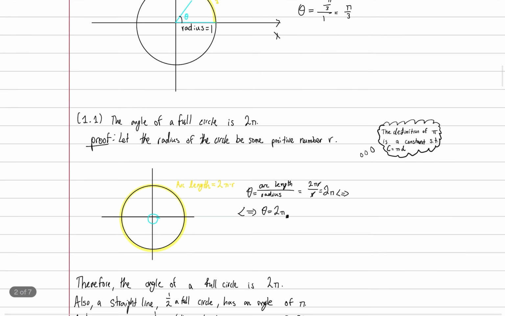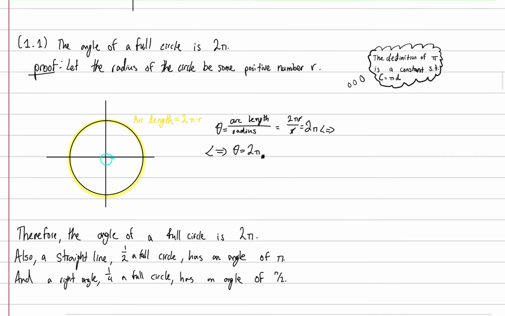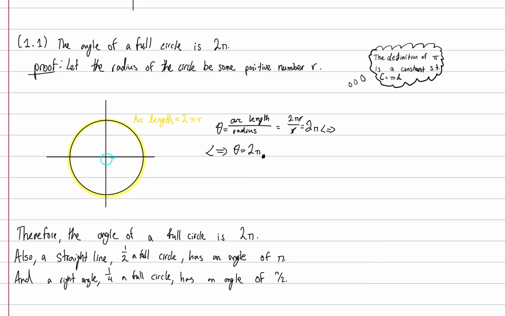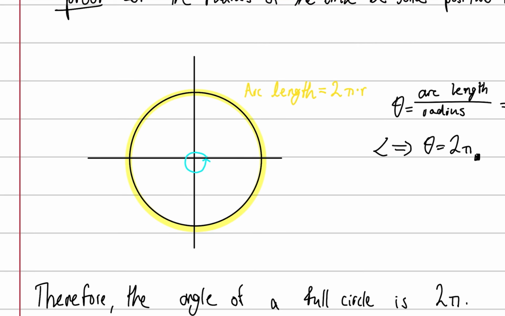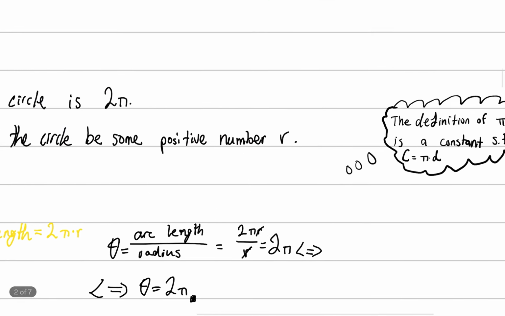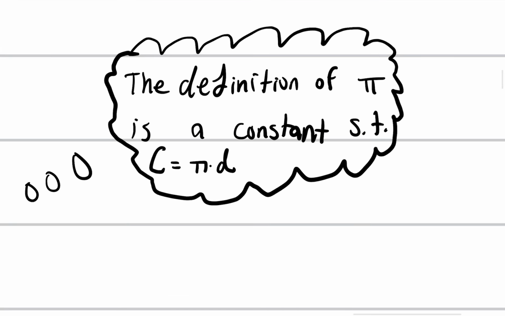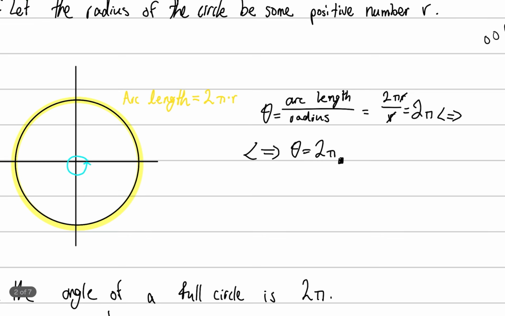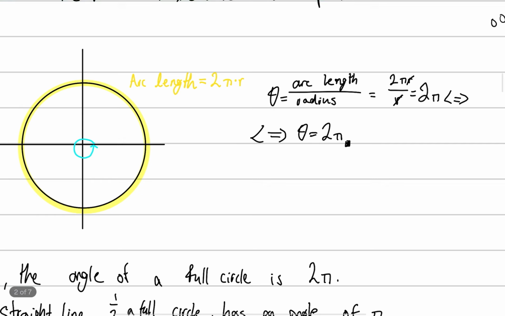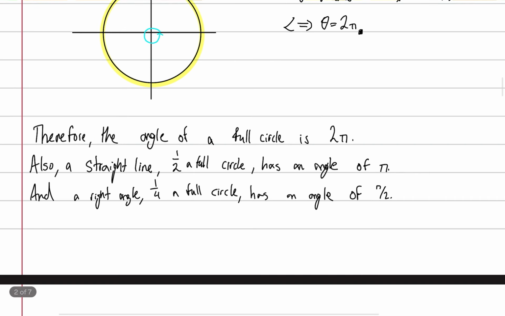over 3. Theorem 1.1 or proposition 1.1, the angle of a full circle is 2 pi. Proof, we're going to let the radius of the circle be some positive number, r, and the arc that is subtended by the terminal ray, or by the angle actually, has a length of 2 pi times r by definition of pi. This is our definition of pi. It's some constant, such that that's true. So theta is the arc length over the radius, which is 2 pi r over r, which is 2 pi. In other words, theta, which is the angle of a circle, is 2 pi.